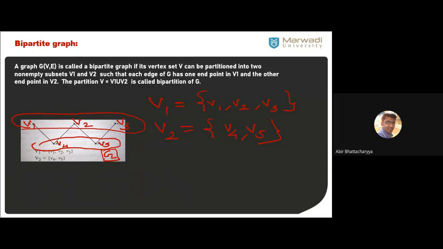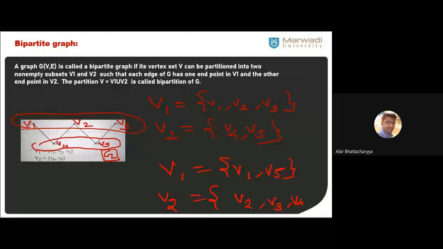Now I will ask you, Innocent, right? Your name? So Innocent told me that another partition is possible. Like if I take V1 and V5, V2, V4 and V3, I can make another partition. Capital V1 equals V1 and V5, and capital V2 equals V2, V3, V4. Like that, how many other partitions are possible here?